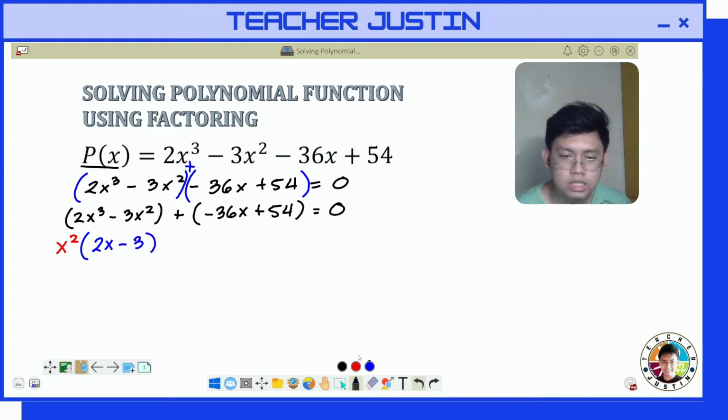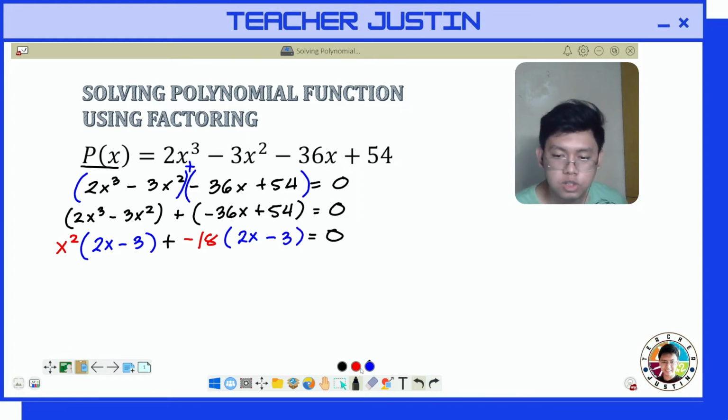Next, let's proceed to our second group. For the second group, the common factor is 18, since they are all divisible by 18. And since the leading term of each group must be positive, we need to also factor out the negative sign. Since our leading term is negative, we need to factor out the negative sign as well. Then let's divide each term by negative 18, giving us 2x minus 3.